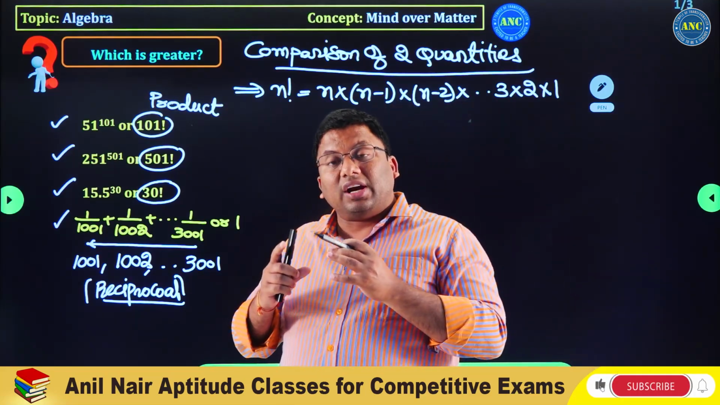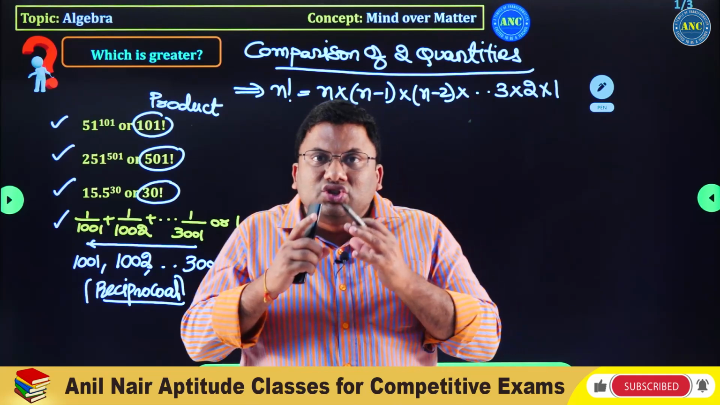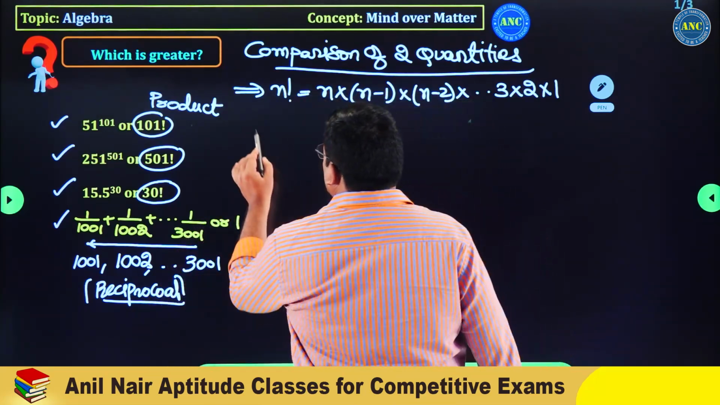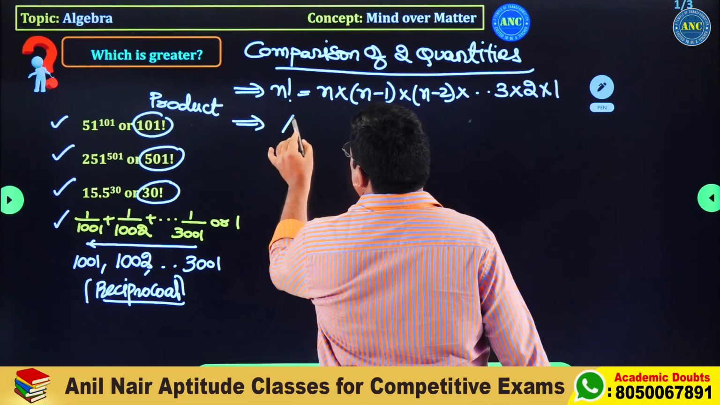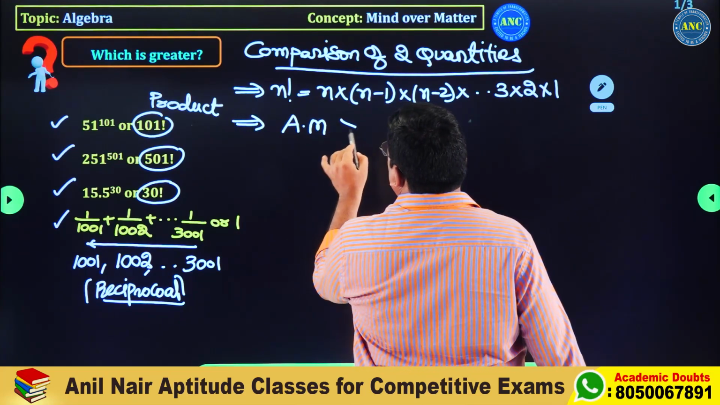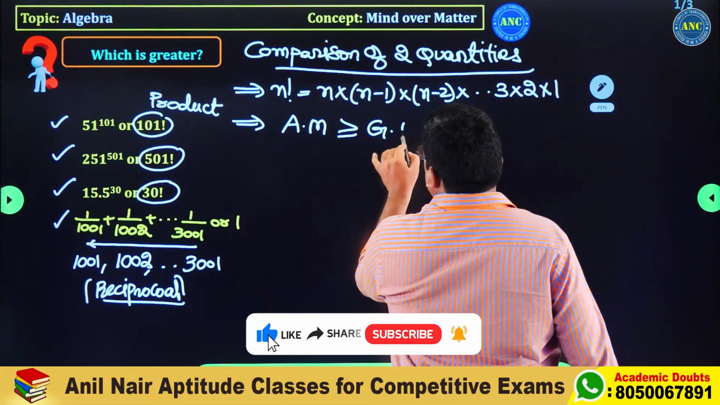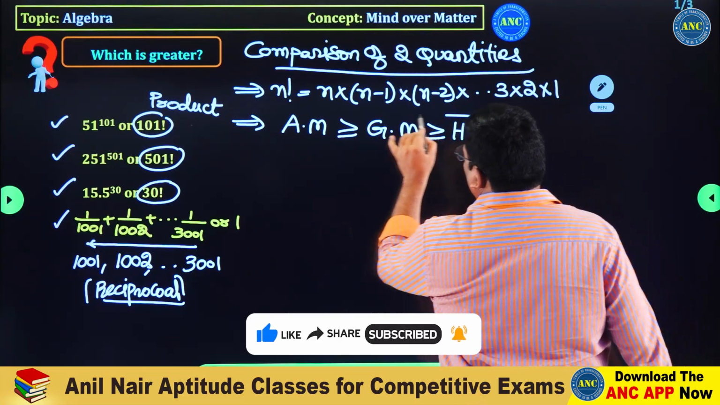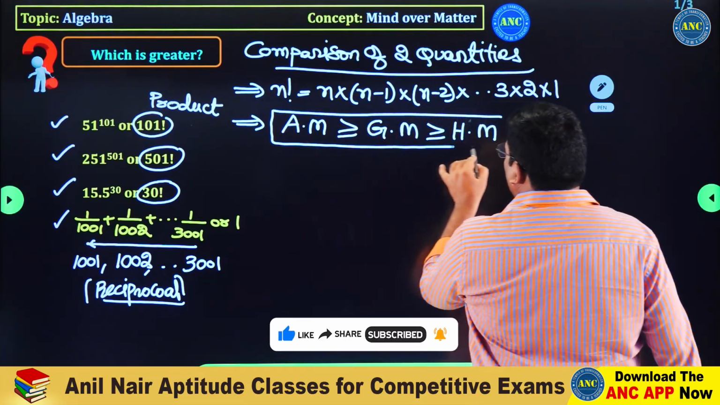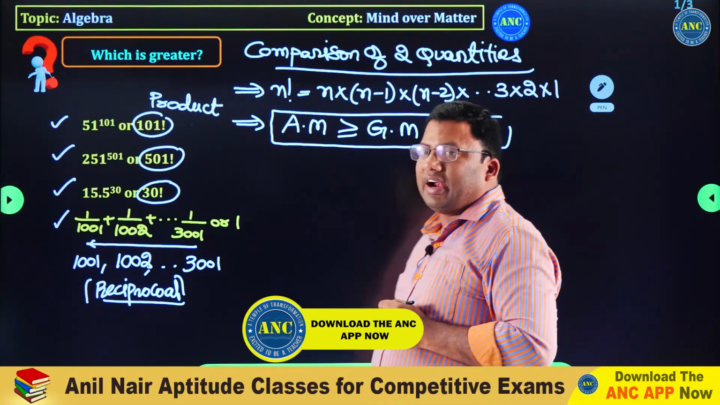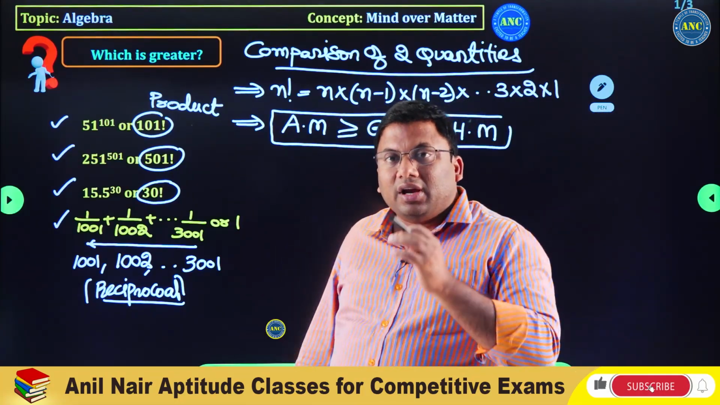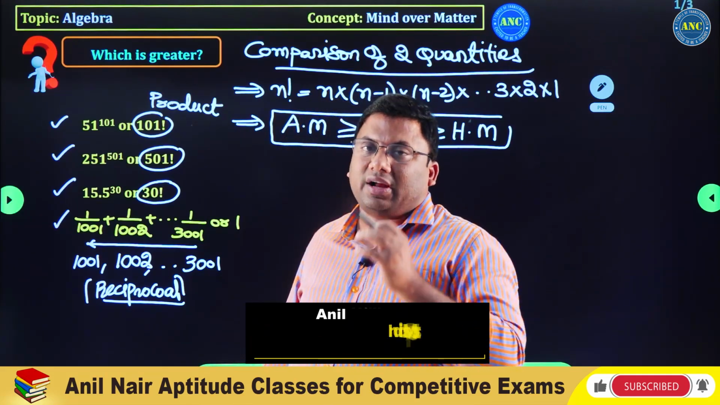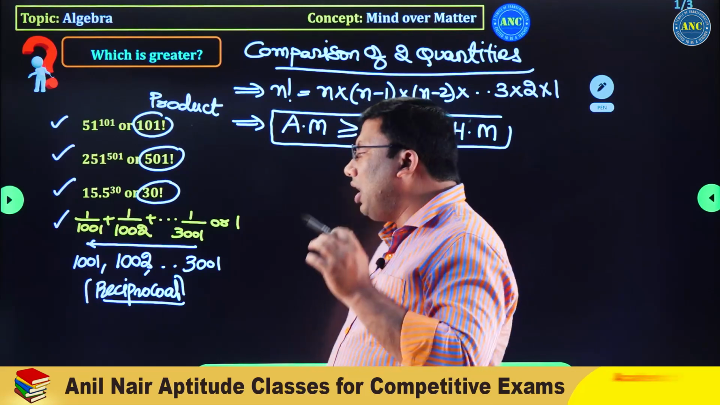Now, if you know the relationship between AM, GM and HM, this question can be solved very easily. What is the relationship? AM is greater than or equal to GM, which is greater than or equal to HM. Arithmetic mean will always be greater than or equal to geometric mean. It is always greater than or equal to harmonic mean. AM stands for arithmetic mean, GM stands for geometric mean, HM stands for harmonic mean.